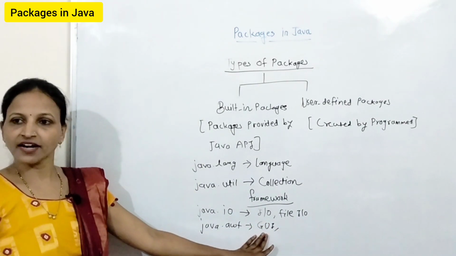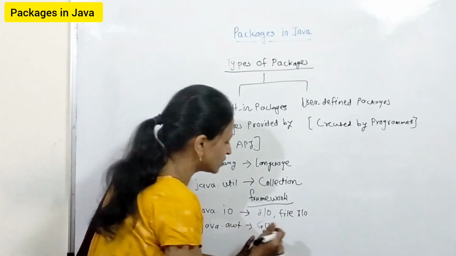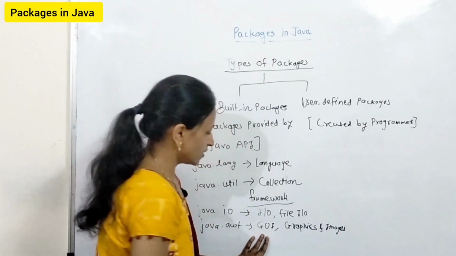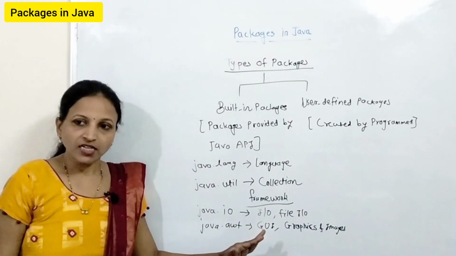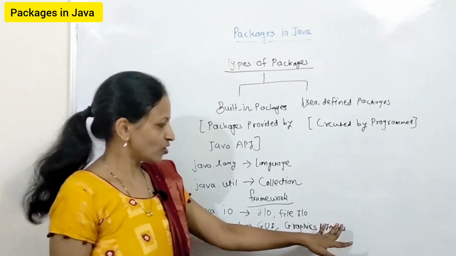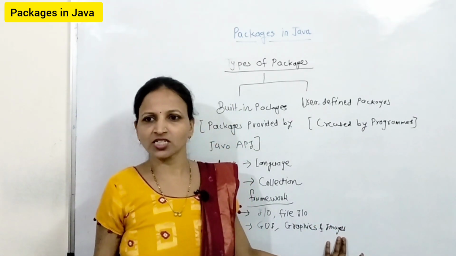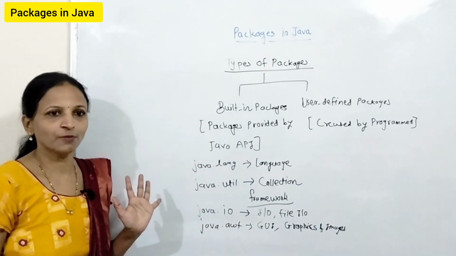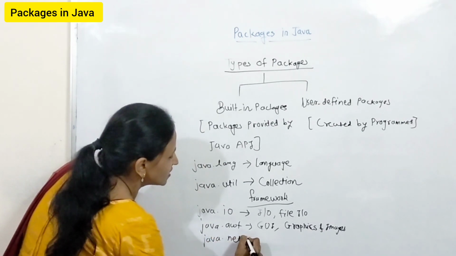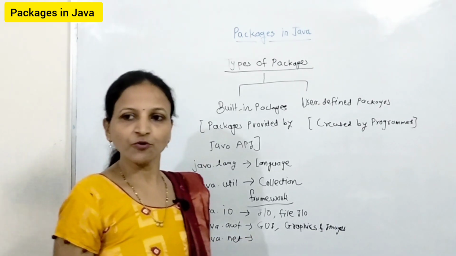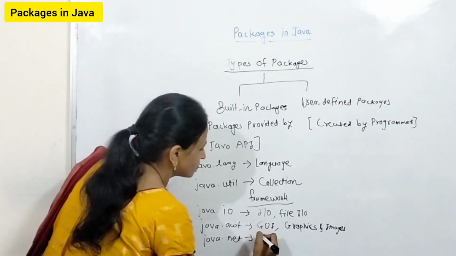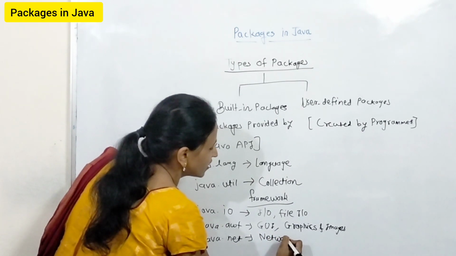If you want to handle graphics and images, then also you can use java.awt. That means if you want to create any graphical user interface, or you want some graphics in your application, or you want to handle some images in your application, then you have to use this java.awt package. Now the next one is the java.net package. This net stands for networking. If you want to do any networking, then you can use this java.net package, for networking applications.